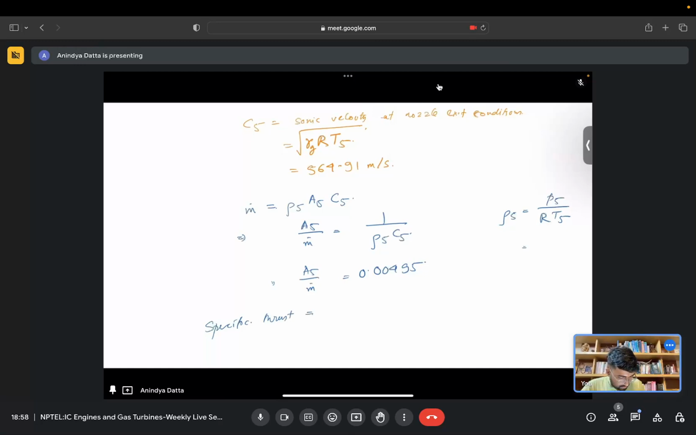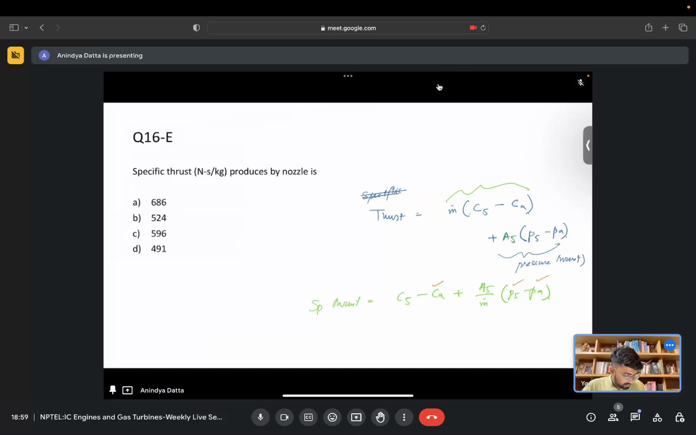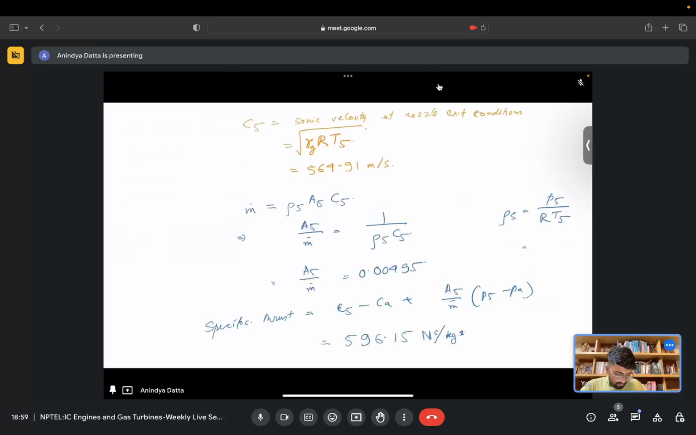And the specific thrust will be equal to C5 minus CA plus A5 by m dot times P5 minus PA. So all the values we know now. If we put in everything, we will get specific thrust as 596.15 Newton second per kg here, which is option C.